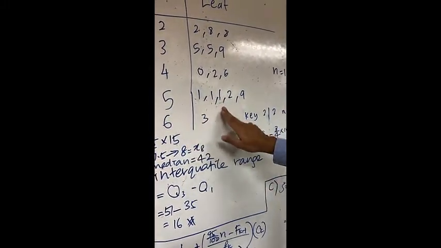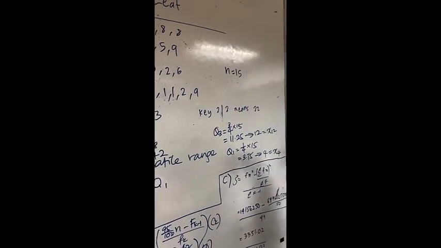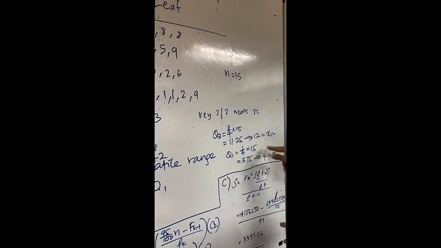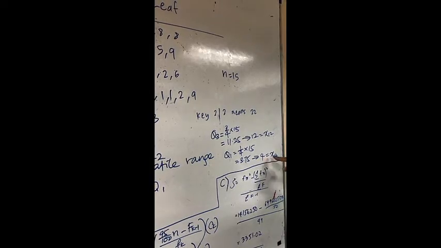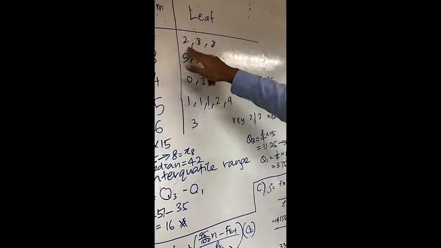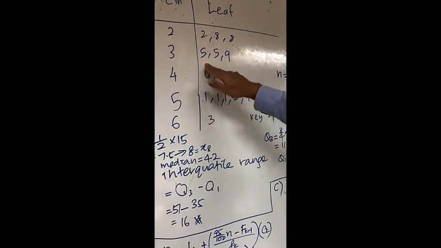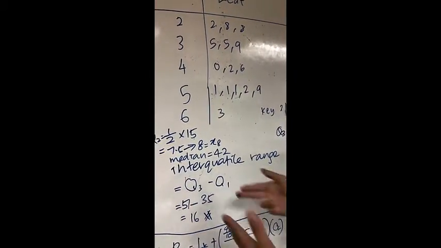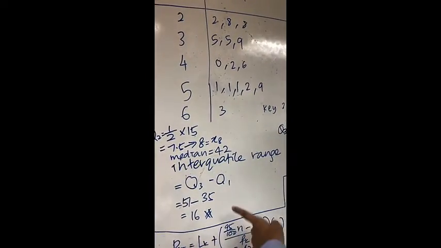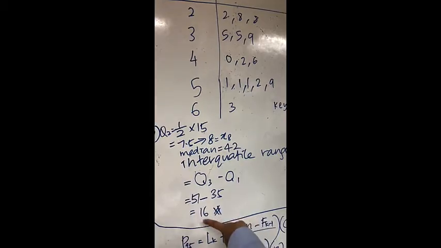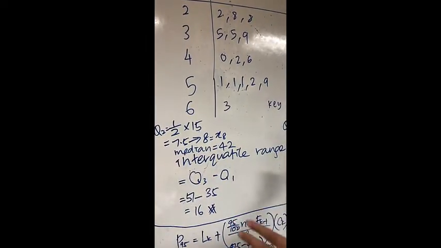51. I'm sorry. 51. So, lepas tu Q1, N over 4, so 1 over 4 times 15, 3.75, jadi integer, X4, kira 1, 2, 3, 4. So, 35. So, dapat tadi Q3 kita 51, Q1 kita 35. Tolak, dapat dia punya range dia lah, 16. Sekian, terima kasih.